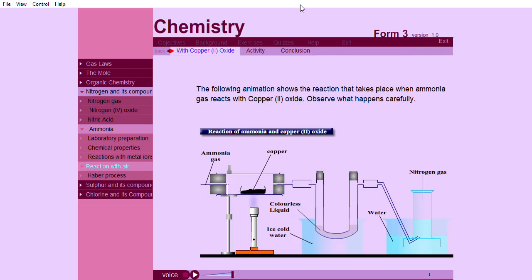The following animation shows the reaction that takes place when ammonia gas reacts with copper(II) oxide. Observe what happens carefully.